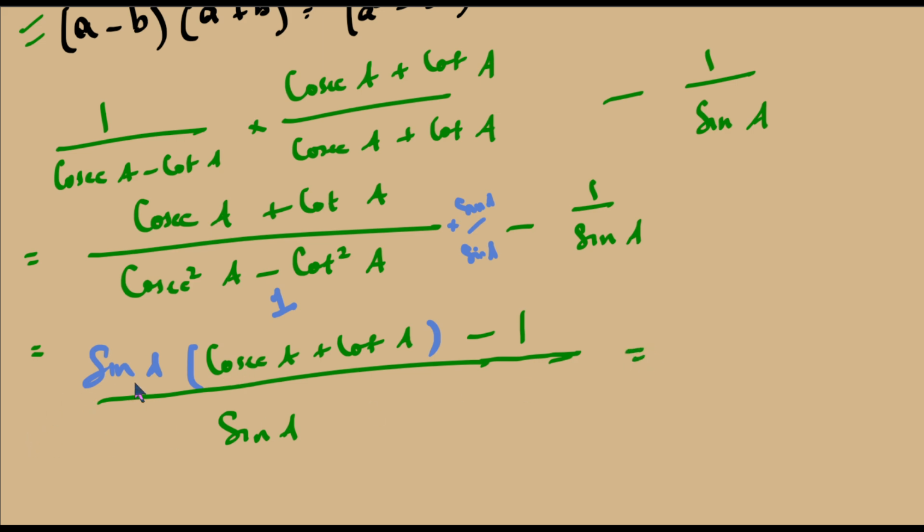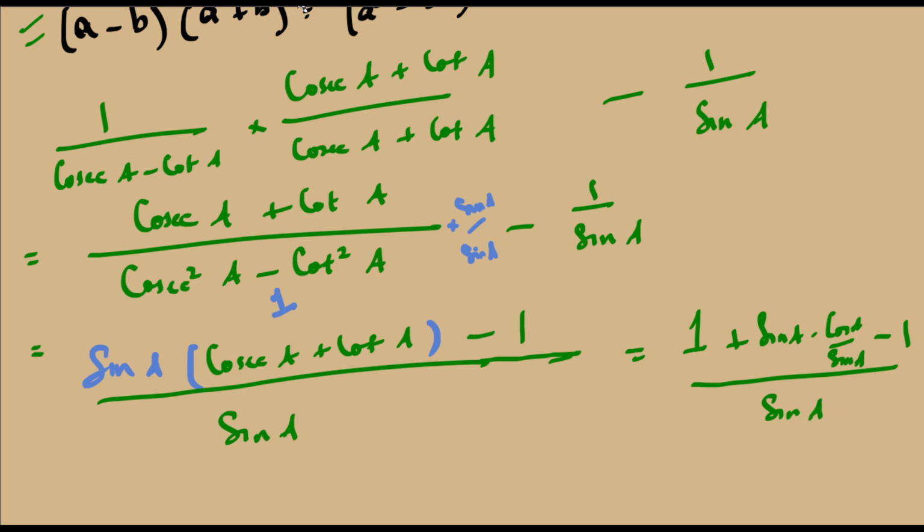And so what do you have now? The numerator sine A into cosecant A is nothing but sine A into 1 by sine A, because cosecant A is the reciprocal of sine. So what is sine A into 1 by sine A? It is 1. And then you have sine A into cot A. And what is cot A? So let me write one more step by simplifying. So sine A into, you have cos A by sine A, right? Minus 1. And the whole thing is divided by sine A, right?